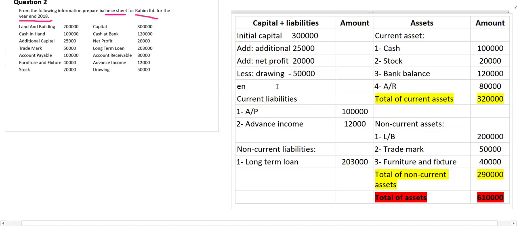Now let us find out the net capital or ending capital here. Mention ending capital. How much is the ending capital? How to find out ending capital? Ending capital can be found in this way: initial capital, add additional capital, add net profit and minus drawing. So 3 lakh plus this one becomes 4 lakh, becomes 3,45,000. 3,45,000 minus 50,000. Why? Because this is minus. So it became 2,95,000.